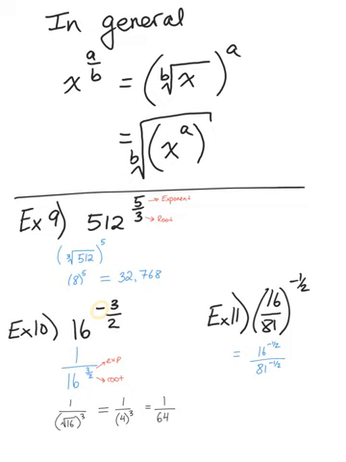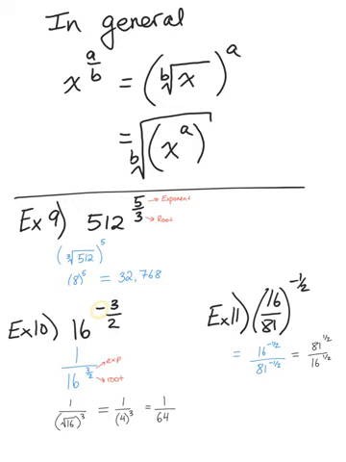The 81 needs to go up. So in order to make my exponent positive, I need to put them in the correct positions first. So 81 on top, 16 on the bottom. My exponent is 1, so I don't need to write that.